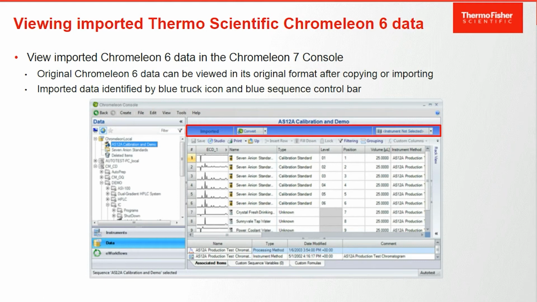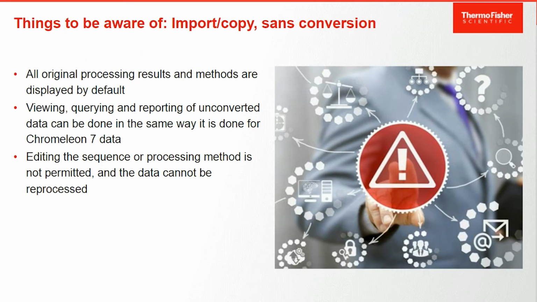So there are several things that you need to be aware of when importing or copying data to Chromeleon 7. First is all of the original processing results and methods are brought in and displayed by default. The second is that you can use some Chromeleon 7 tools to actually work with the data, whether you want to view the data or if you want to query the data for a specific sample or sample type. You can do that across sequences just like you would with any other Chromeleon 7 data. And then you can also report on any of the data that came over with the Chromeleon 6 import.